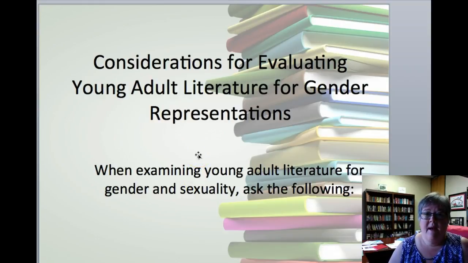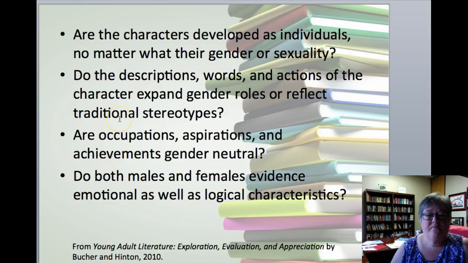So when we think about evaluating young adult literature for gender representations, we want to keep some questions in mind as we're thinking about the books that we're considering using in our classrooms or even including in our classroom library. So here's some questions that you want to ask about some of the books that you're reading. This information comes from a book called Young Adult Literature, Exploration, Evaluation, and Appreciation, written by Boucher and Hinton in 2010. That's the second edition. So here are the questions they recommend that you consider as you're reading these books.